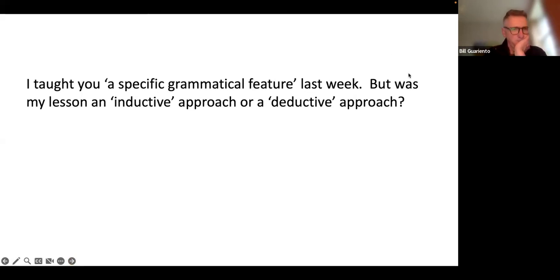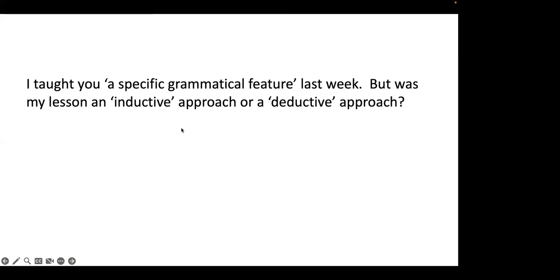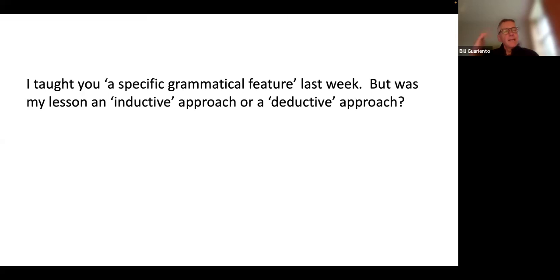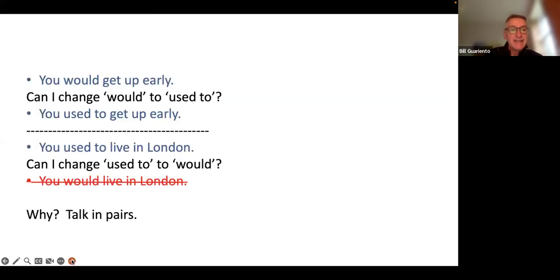Takwa, you have your hand up. I think the method is deductive, because you focused on teaching us the rule through activities, allowing us to deduce the rule. Okay, now this is interesting because it's a very difficult word, deductive, because you're right. The word deduce means to work out the rule for yourself. But when we talk about inductive or deductive, it's actually the opposite.